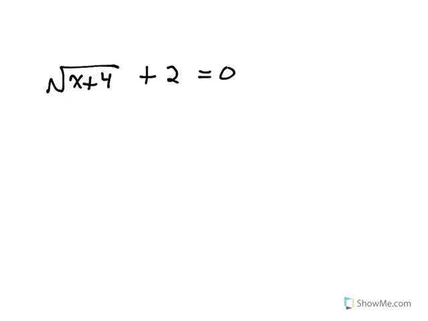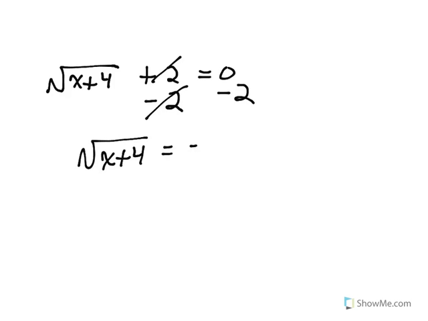Another example: square root of x plus 4, plus 2 equals 0. Again, I'm going to get my radical alone by subtracting 2 from both sides of the equal sign. That leaves me square root of x plus 4 equals negative 2. Now square both sides of the equal sign. That gives us x plus 4 equals 4.